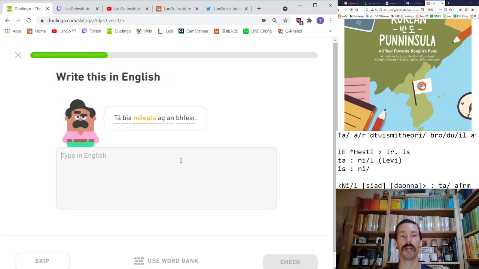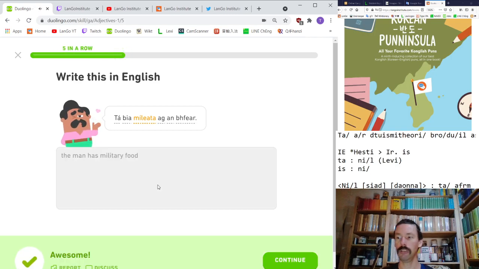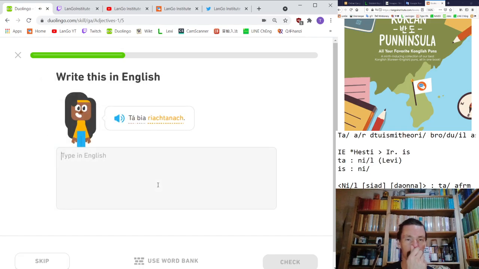Tá bia míleata agam. The man has, we will say, military food. Are these meals ready to eat? Tá bia riachtanach. Okay, listen to the R here. Tá bia riachtanach. Riachtanach. Adjective deriving ach at the end. Food is necessary.